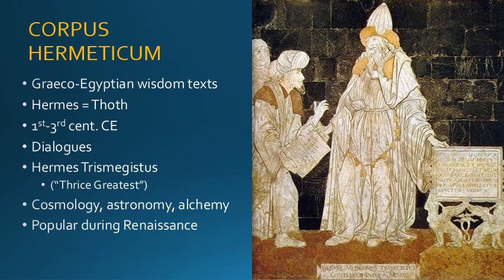So in many of the treatises, they point to the existence of a source of all being, or a kind of one who gives birth and emanates the universe. The Hermetic writings, which are collectively referred to as the Corpus Hermeticum, contain cosmology texts, astronomical and astrological writings, as well as alchemical treatises, and some of these became extremely popular in the Renaissance.